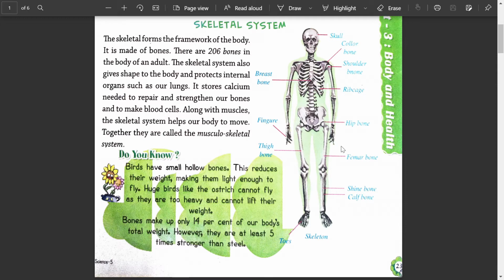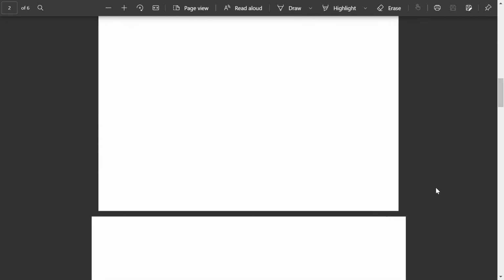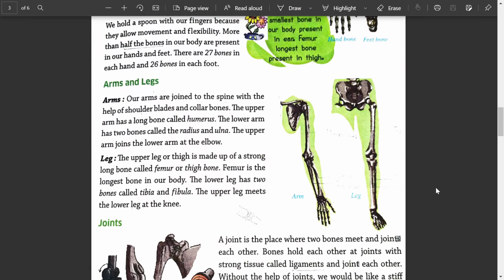Okay, so let's see. The upper arm has a long bone called humerus. So this is the humerus, the upper portion of your arm. The lower arm has two bones called the radius and ulna. So you can see this is ulna and this is the radius. These are the two bones present in your lower arm, and the upper arm is known as humerus.